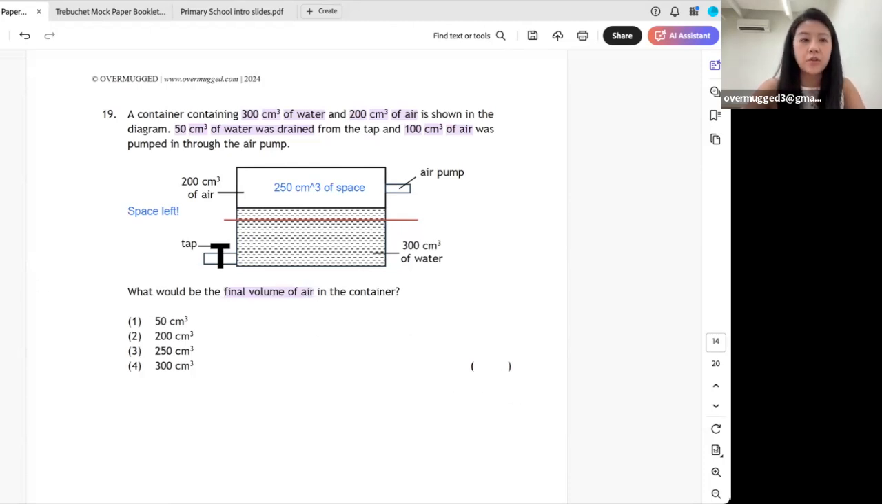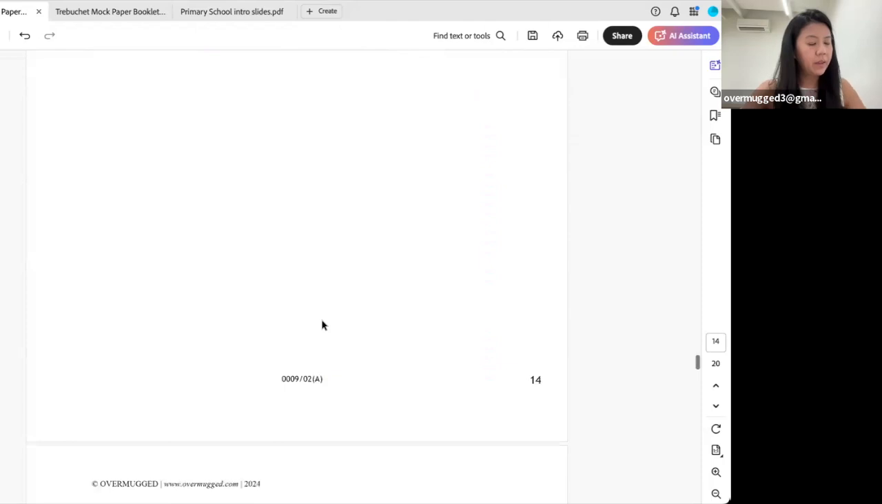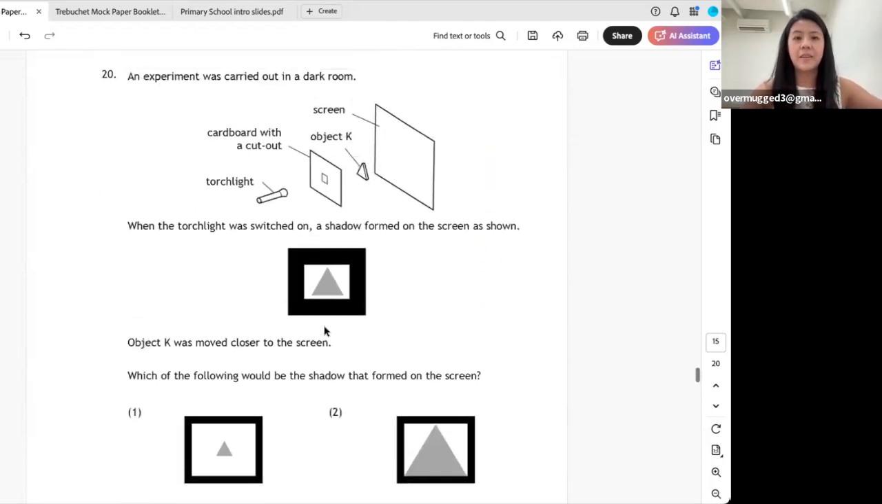Okay, so do not get tricked by this question where you look at the diagram, because the diagram only shows the start of the experiment. Okay, so what happens in the end, the amount of space that's available, that matters. Okay, let's move on to question 20. This is a light question. So an experiment was carried out in a dark room.